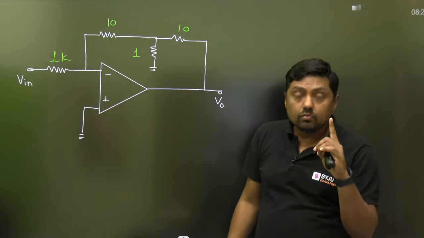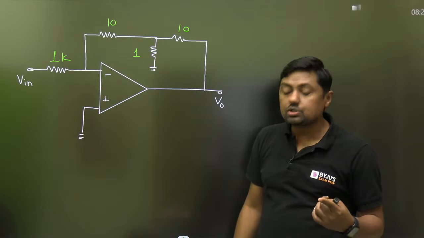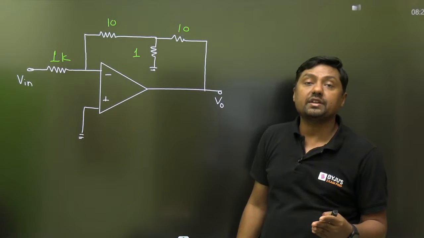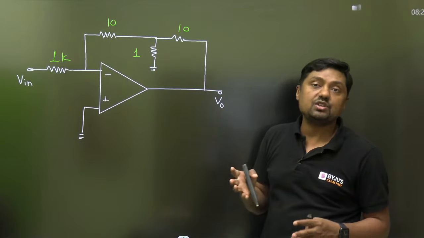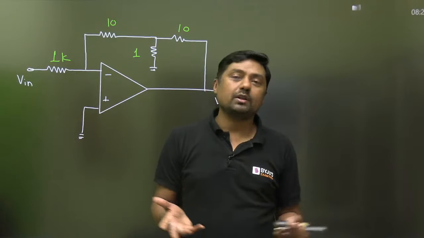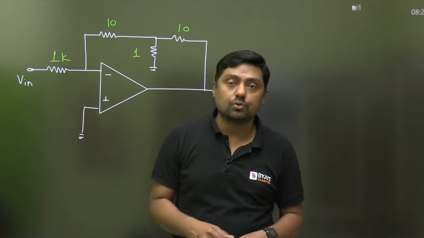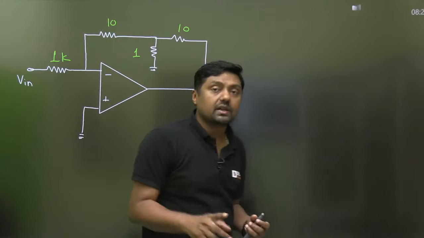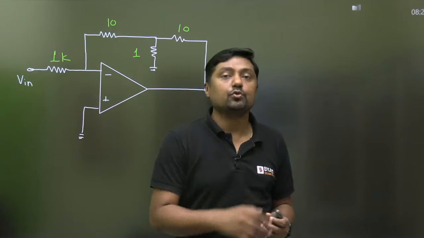Sapna, when we are applying Miller's theorem, it is for the practical condition, for example, when AV is a finite value. Here we are using AV infinite, and that's why there is no need to use Miller's theorem. If this were a practical operational amplifier, then we would have to use Miller's theorem.